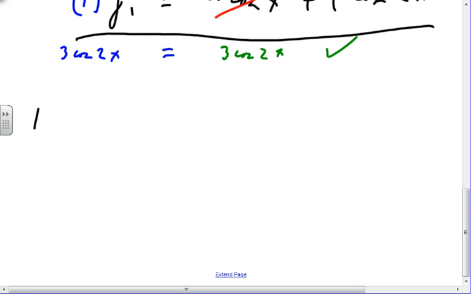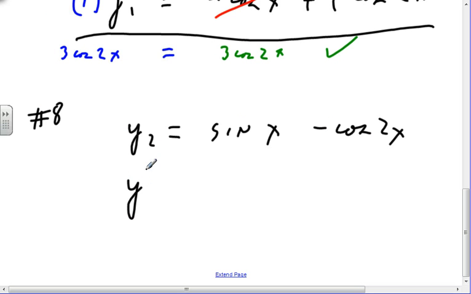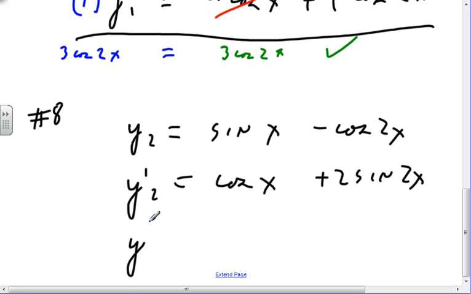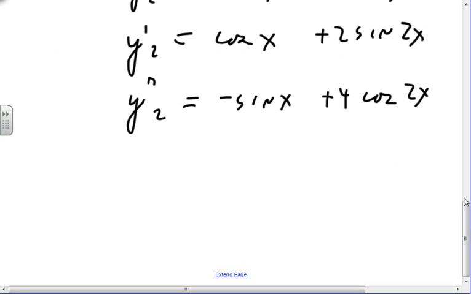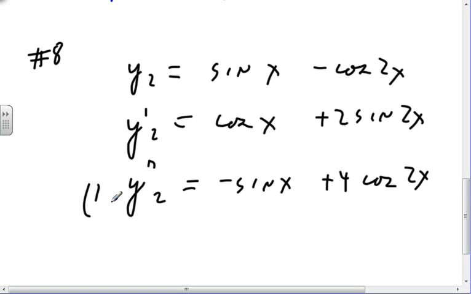Go back to number 8, second part. So I've got y2 is equal to sine x minus cosine 2x. I've got y prime is cosine x plus 2 sine 2x, and y double prime is minus sine x plus 4 cosine 2x. I'll do the same thing. I'm going to take one of them.